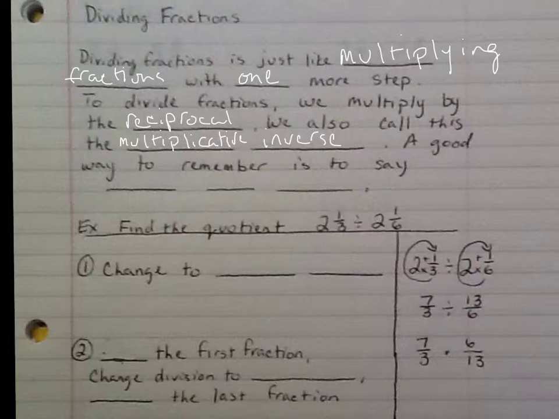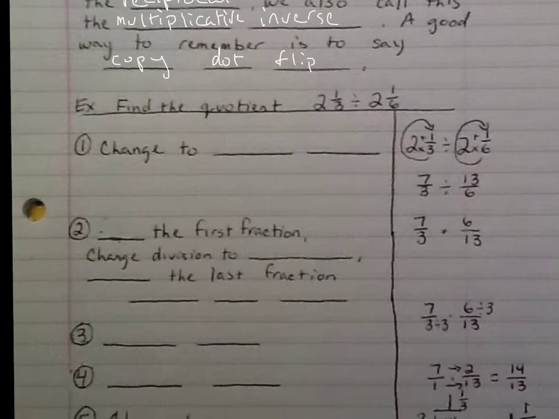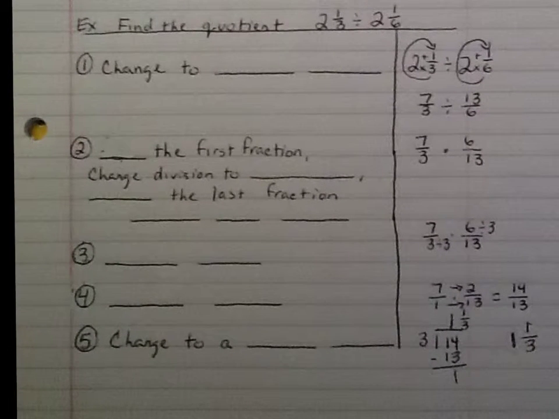A good way to remember this is to say copy, dot, and flip. Okay, most of you probably remember that. You've probably heard it a few times. Copy, dot, flip. So you copy the first term, you change the division to multiplication, and then you flip the second term. Alright, let's scoot it up a little bit here so we can see the steps.